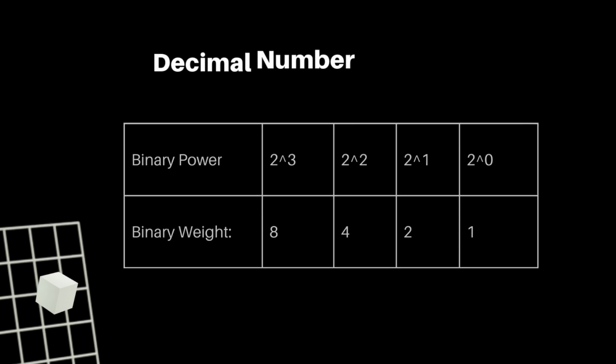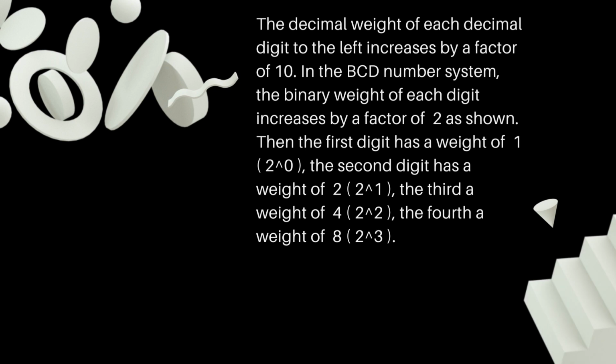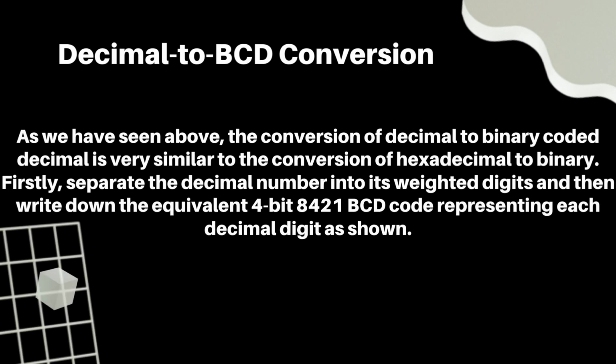The decimal weight of each decimal digit to the left increases by a factor of 10. In the BCD number system, the binary weight of each digit increases by a factor of 2 as shown. Then the first digit has a weight of 1, 2 power 0, the second digit has a weight of 2, 2 power 1, the third a weight of 4, 2 power 2, the fourth a weight of 8, 2 power 3.